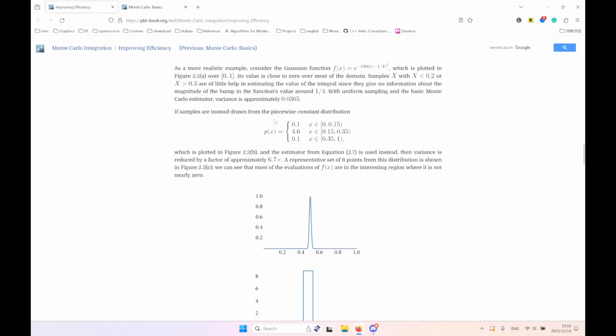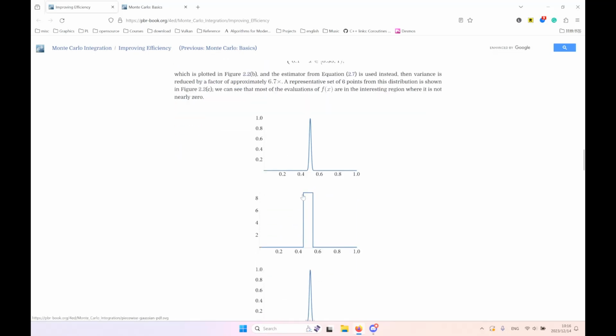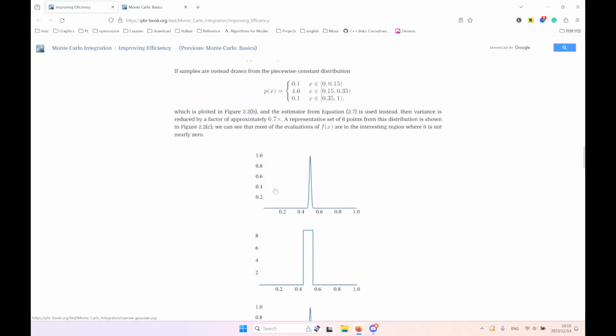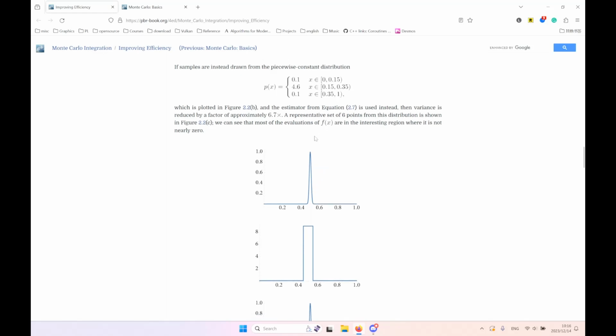But if we draw from a distribution like this, then we have a high probability of drawing samples in this middle area, where the samples have much larger contribution.